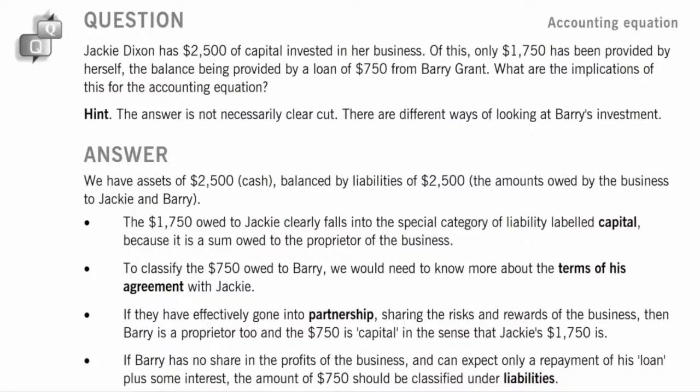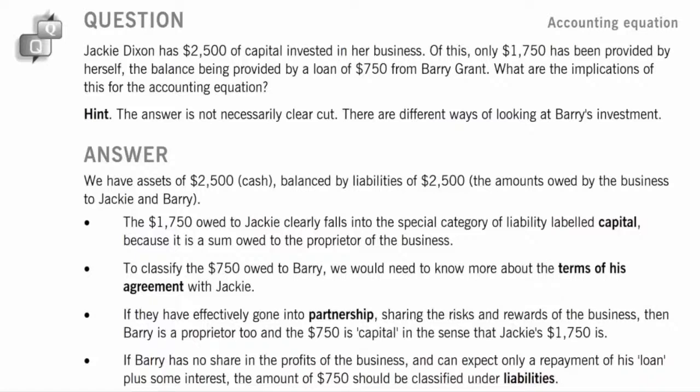Here's the situation. Jackie has a total of $2,500 of capital invested in her business. Out of this, $1,750 came from Jackie herself, while the remaining $750 is a loan from Barry Grant. The question is, how does this affect the accounting equation?